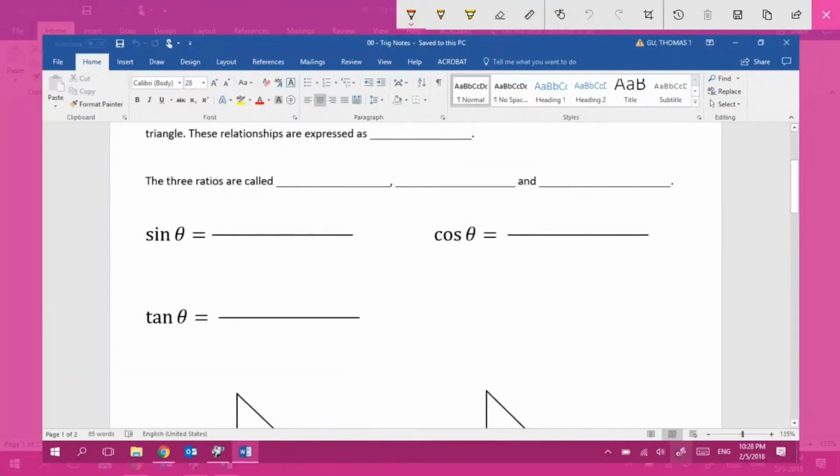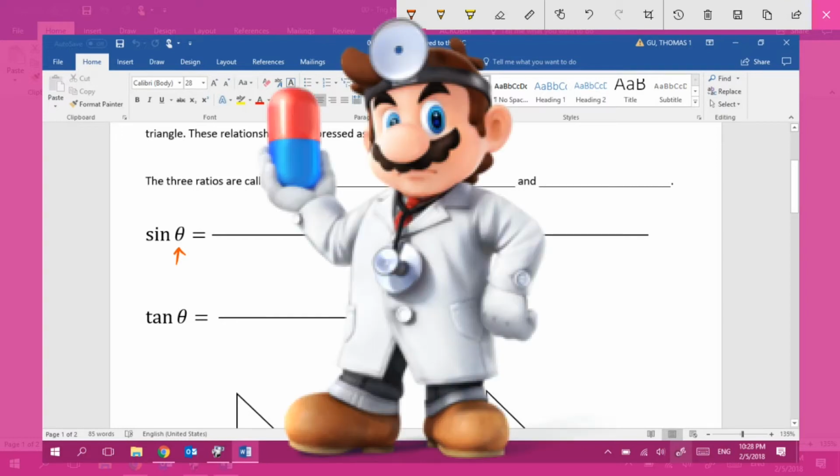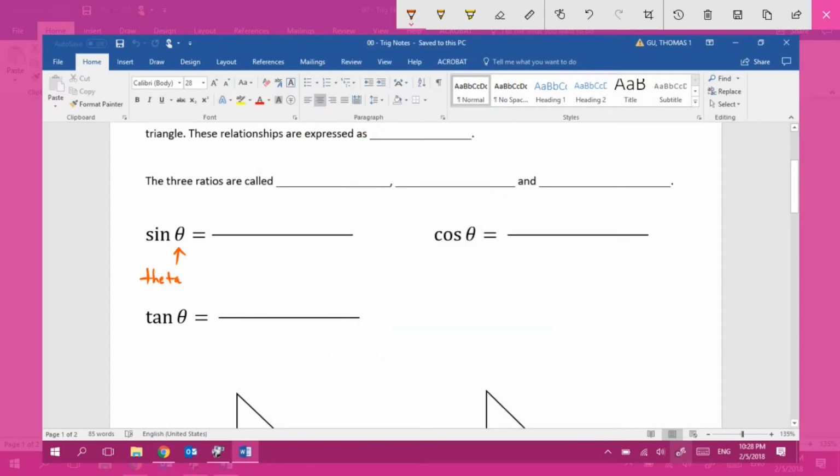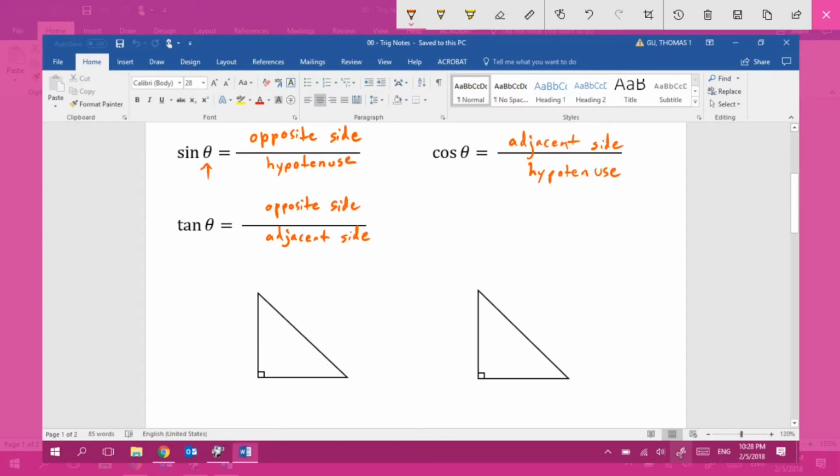All right, so I'm gonna fill in these 3. First, you need to know what this is right here. What is this little oval with a line in it? That's not a pill from Dr. Mario, okay? That is called theta, and it is a Greek symbol we use to depict the angle that we're talking about, okay? So I'm gonna fill in this little chart right here, and then you guys fill it in as well.